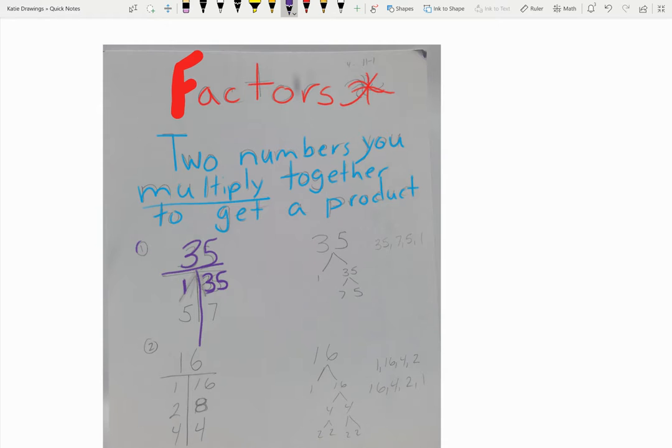And then you need to think, what two numbers can I multiply together? That's why I underlined the multiply. What two numbers can I multiply together to get that product of 35? And of course, we know it would be 5 and 7. So that's the first way you can do it.